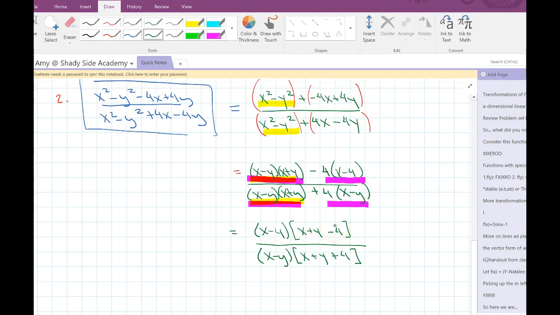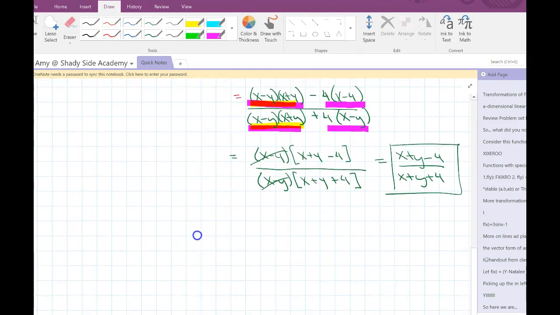X minus y, x plus y minus 4. Okay, there you go. Sorry, boys and girls. I had lost a negative. Now, when you look at this, you'll see, oh, constant factor. At the end of the day, my simplified rational expression is x plus y minus 4 over x plus y plus 4. Okay? So I just kind of jumped. I just went from 0 to 60, right?